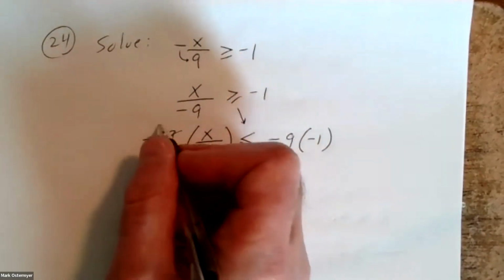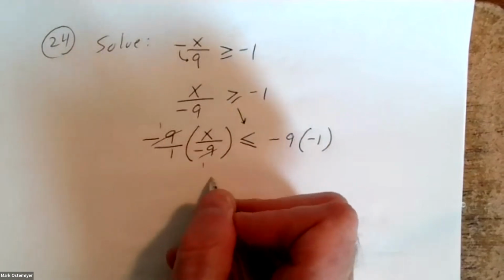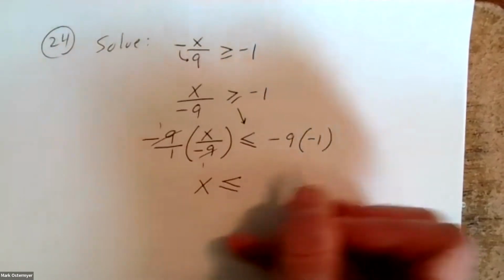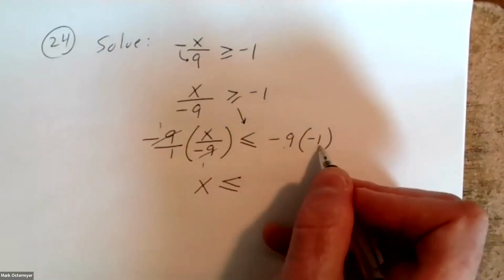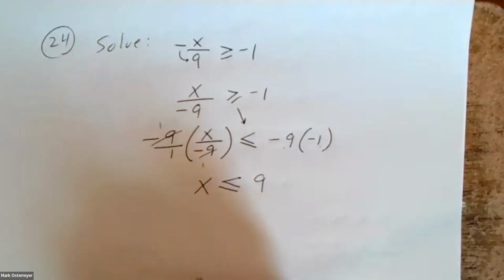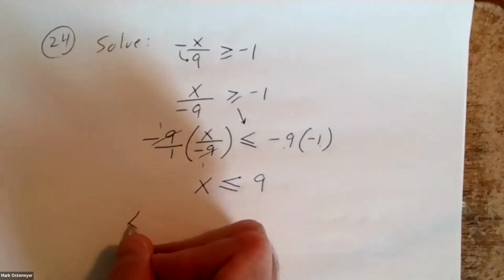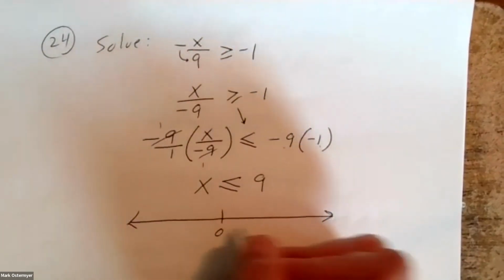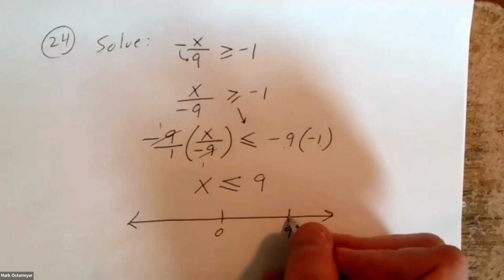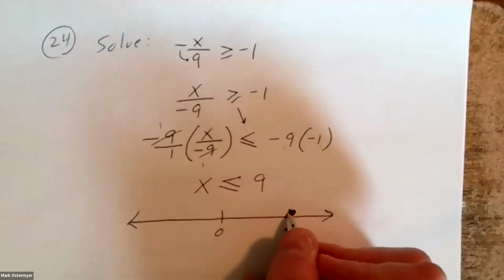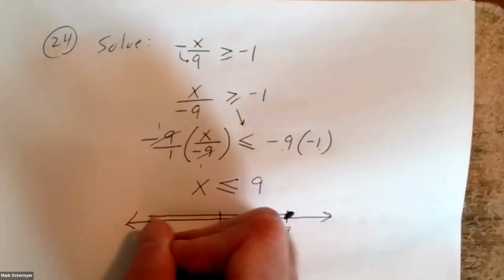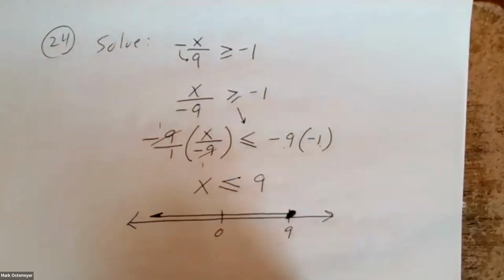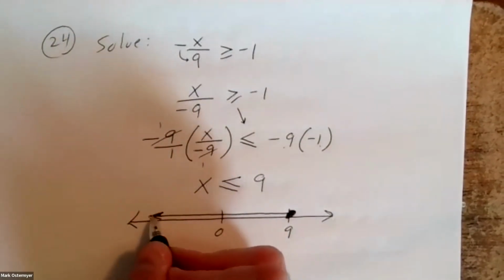Now what happens to these -9s? They reduce out to 1s, and 1 times x is x. So x is less than or equal to now -9 times -1 is +9. And so that would be your solution set. To graph all solutions that are less than or equal to 9, put 0 on the number line, 9 to the right. We'll have a closed circle on 9, and we shade to the left. You're looking at the graph of all real number solutions that are less than or equal to 9.